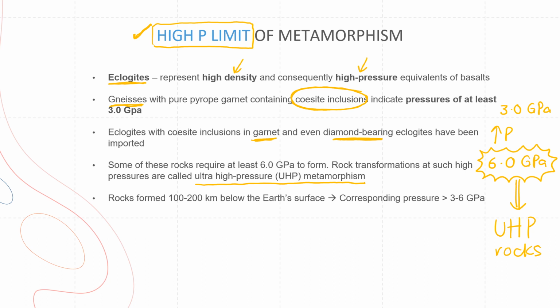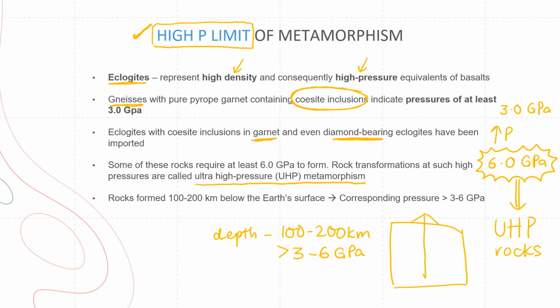So rocks formed at a depth of 100 to 200 kilometers below the Earth's surface have a corresponding pressure of more than 3 to 6 gigapascals. As you can imagine, the further away you are from the Earth's surface, the higher the pressure would be. And this is where these high pressure rocks have formed.